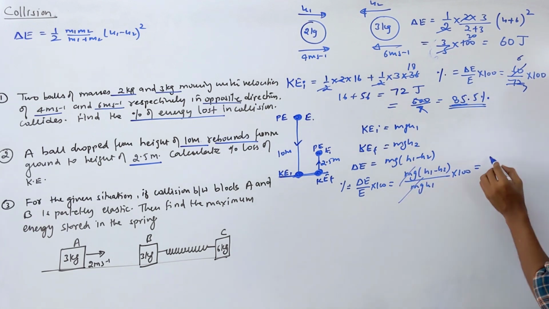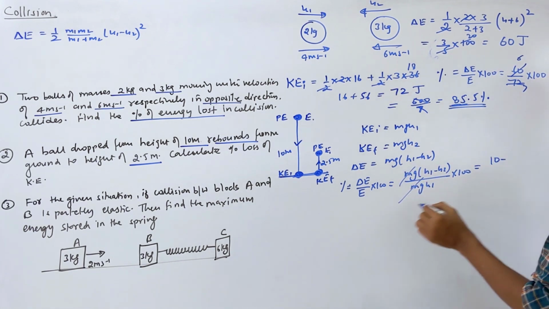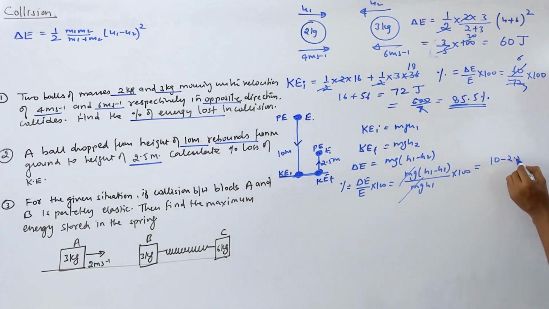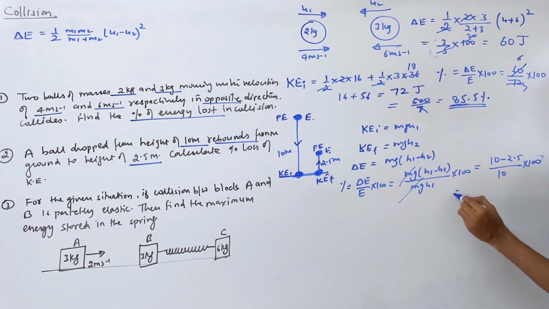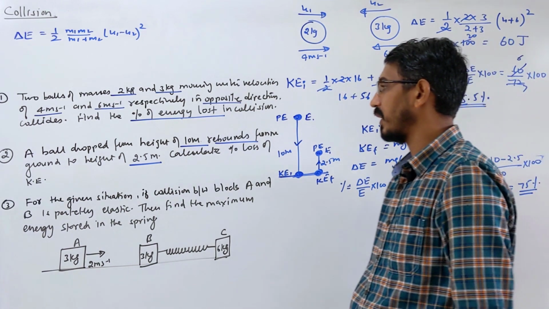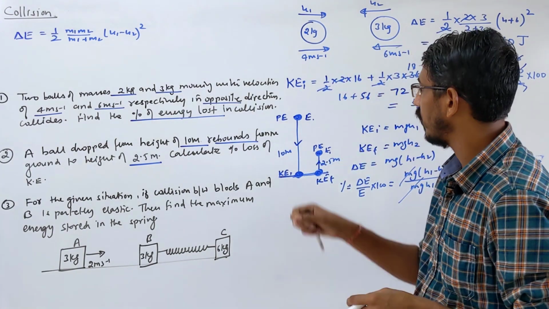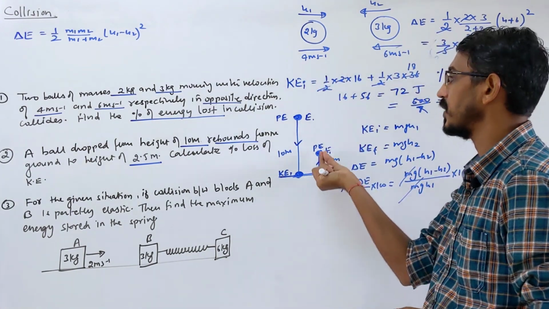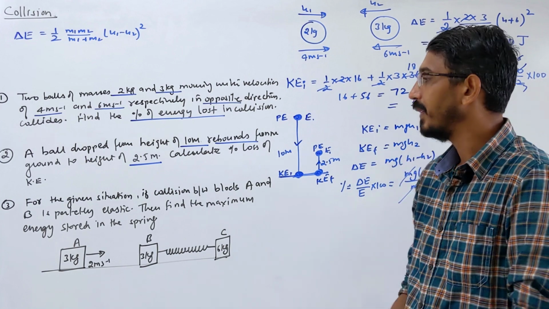Okay, mg gets cancelled. h1 means 10 minus h2, how much it rebounded, 2.5, by the total initial 10, into 100 to convert into percentage. So this becomes 7.5 by 10 into 100, so that becomes 75% simply. So 75% of energy is lost when you drop a ball from 10 meter height, but it rebounds to just 2.5 meter only.